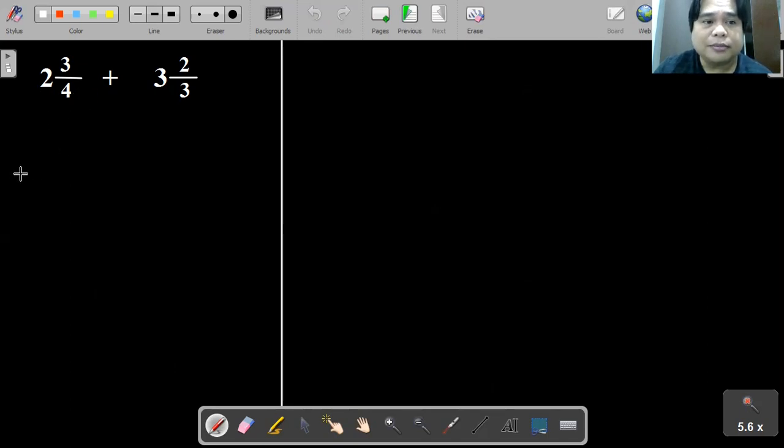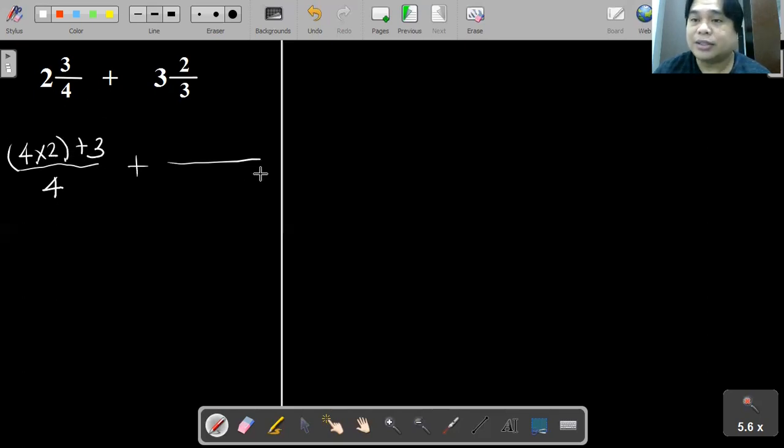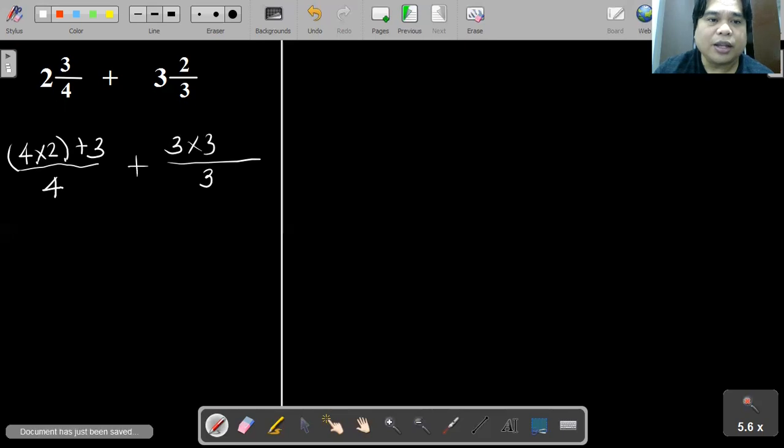And again, for the improper fraction form, you just copy the denominator, and then what? You multiply it with the whole number, right? So that becomes 4 times 2, and then add to the existing numerator. Same goes with the other fraction: 3 times 3, and then add.